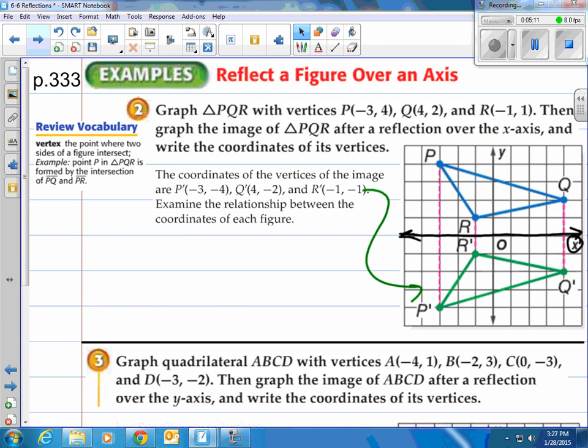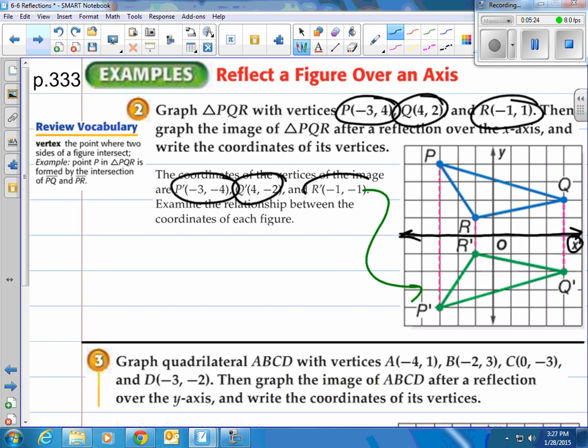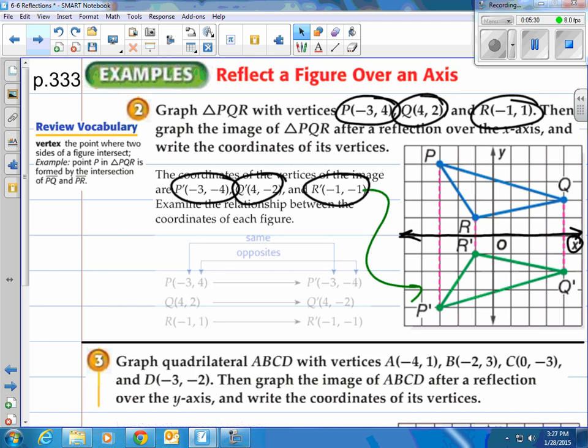It says, examine the relationship between the coordinates of each figure. I'm wondering if you can see any relationship between P and P prime, Q and Q prime, and R and R prime. If you look at those, do they have any relation? They sure do. Let me give it to you here.